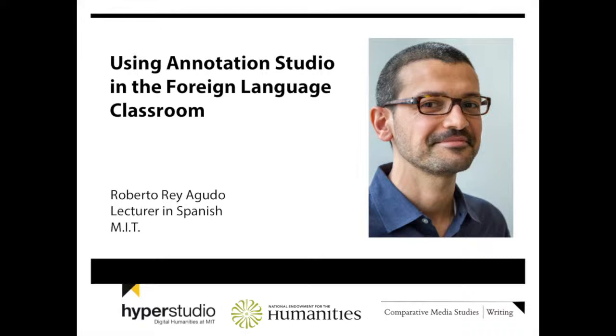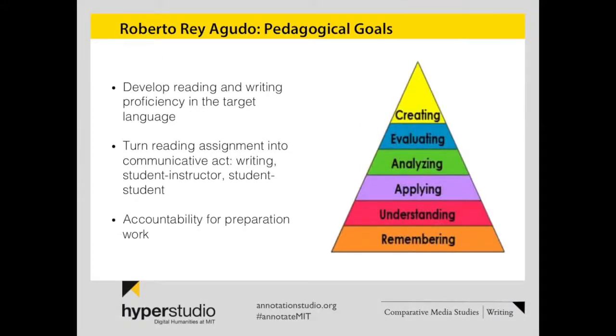I came to Annotation Studio at a time in which we were phasing out one of our textbooks, and what drew me to Annotation Studio were three things. First, it is open and free. Second, it allows me to integrate media and text. And it also, by having students annotate and read peer annotations, had the potential to contribute to much more dynamic class discussions.